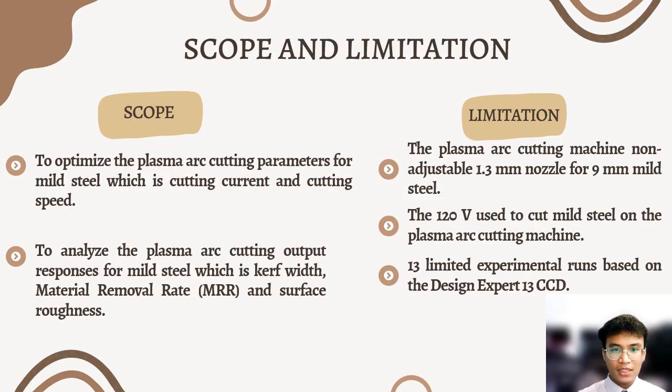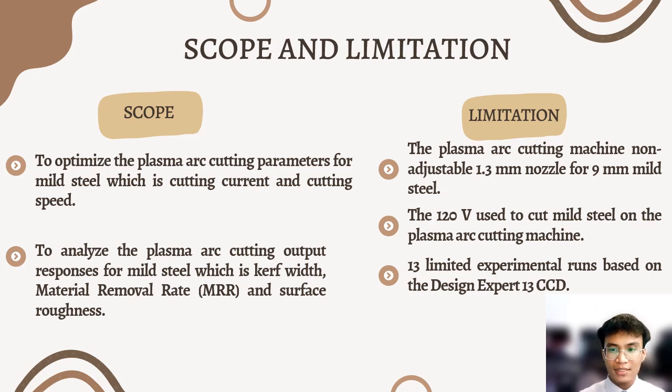Okay, the next one is the scope and limitation of the final year topic. For the scope, the first one is to optimize the plasma arc cutting parameters for mild steel, which are cutting current and cutting speed. The next one is to analyze the plasma arc cutting output responses for mild steel, which are kerf width, material removal rate, MRR, and surface roughness.